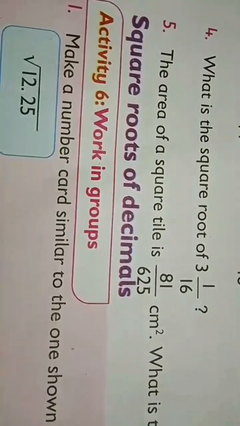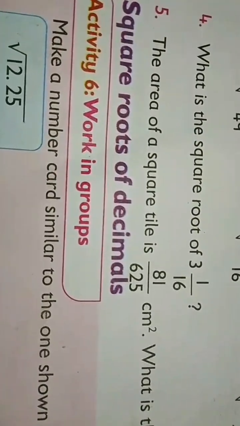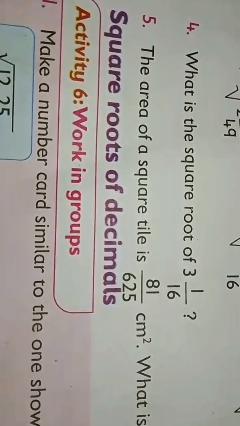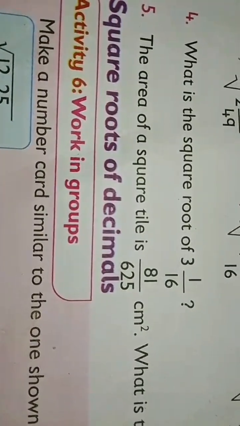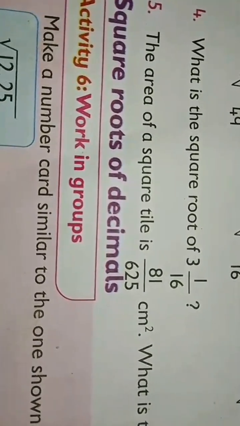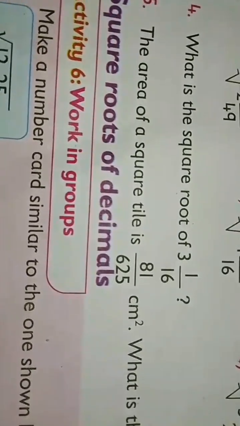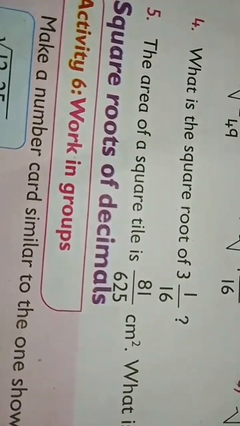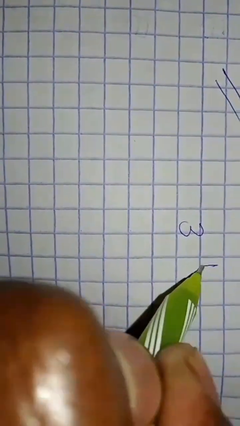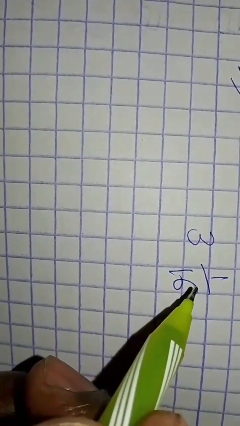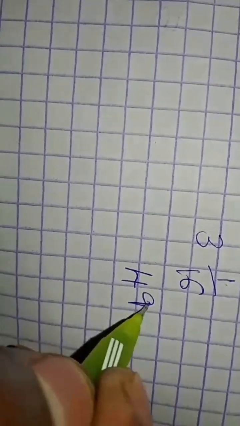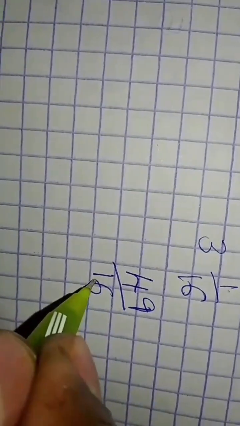Let's try question 4. What is the square root of 3 whole 1 over 16? To get the square root, we convert it into an improper fraction. So it is 3 whole 1 over 16. To convert it into an improper fraction, we multiply 3 times 16 to get 48, and then you add the 1 to get 49. So it becomes 49 over 16.